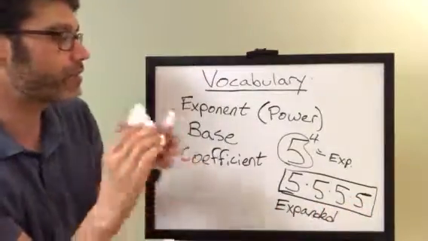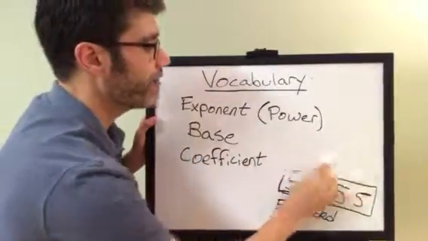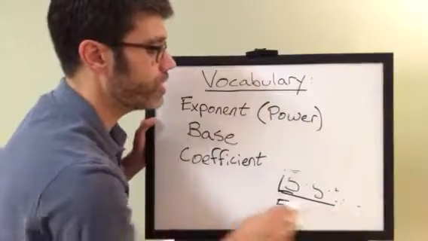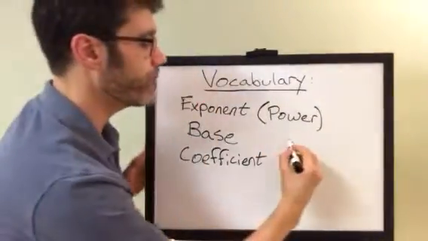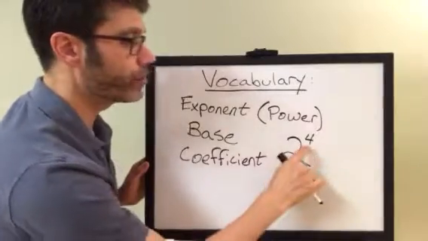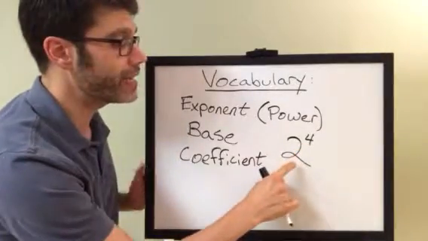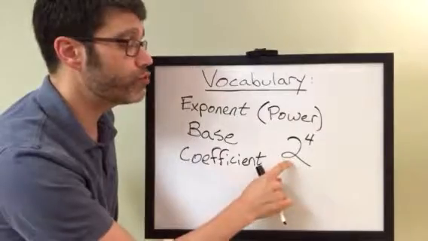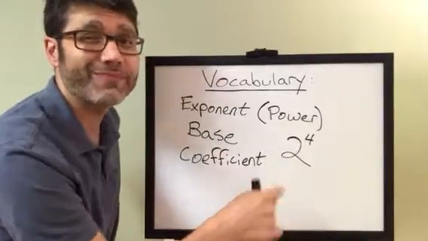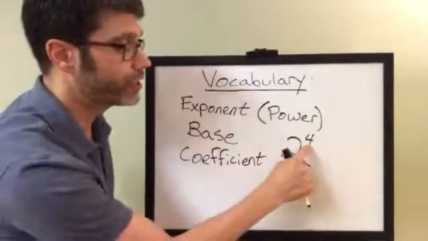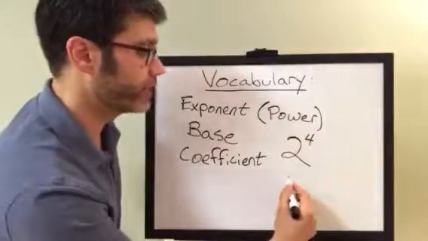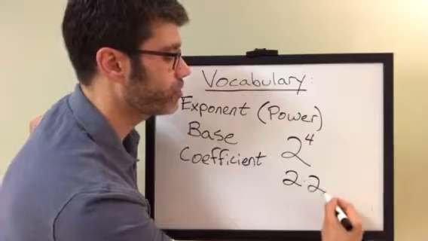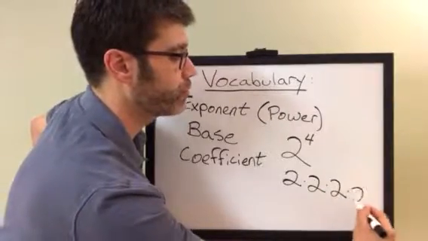All right, so let me give you one more example. If I had 2 to the 4th power, 4 right here is the exponent. It's telling me that I want to multiply 2 times itself 4 times. So in our expanded version, it would look like 2 times 2 times 2 times 2.